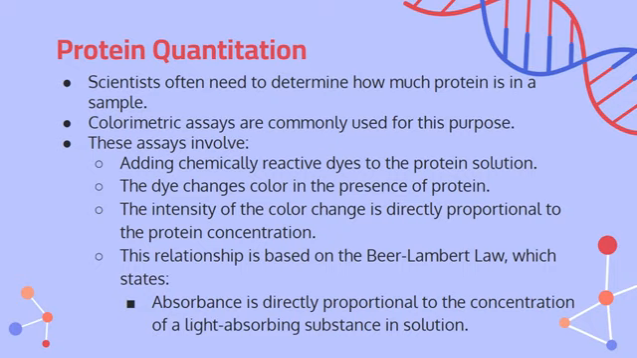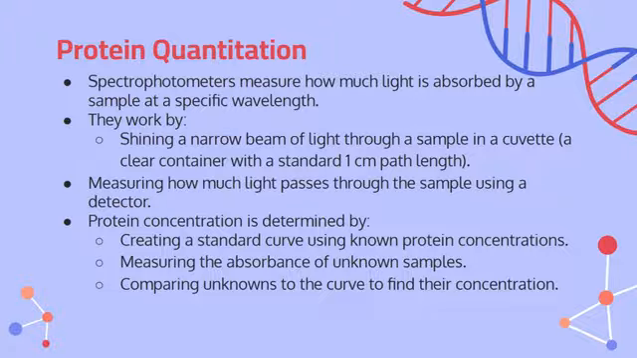Once again we can see Beer-Lambert's law come back into this. The relationship is based on Beer-Lambert's law, which states absorption is directly proportional to the concentration of a light absorbing substance in a solution. So we can use a spectrophotometer to measure how much light is being absorbed by a specific sample at a specific wavelength. These spectrophotometers work by shining a narrow beam of light through a sample in a cuvette.